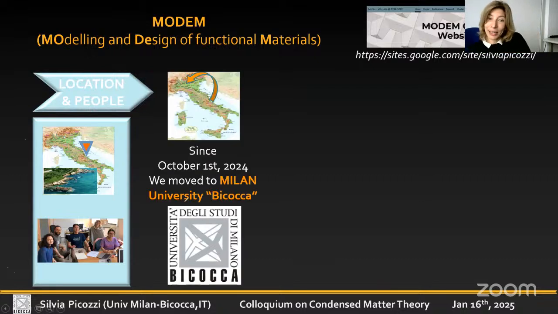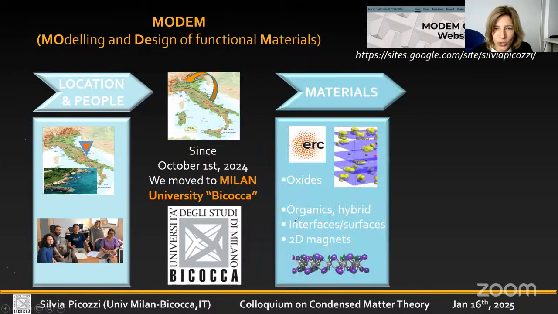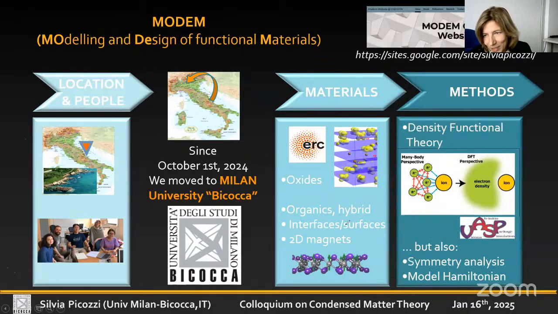And then I moved to Milan recently, to the University of Milano Bicocca. In my career, I worked mostly on oxides and also on hybrid materials, with some organic and inorganic blend. And then I moved to magnets, and I'm a theorist. Most of the results I will show are derived within density functional theory, but we benefit a lot from collaboration with people doing symmetry analysis or model Hamiltonians.